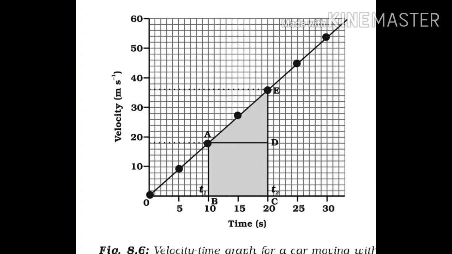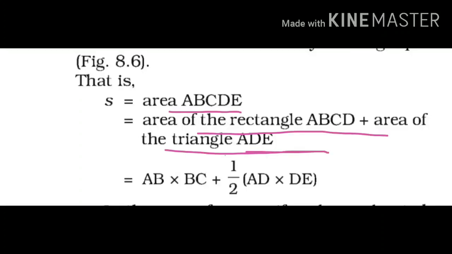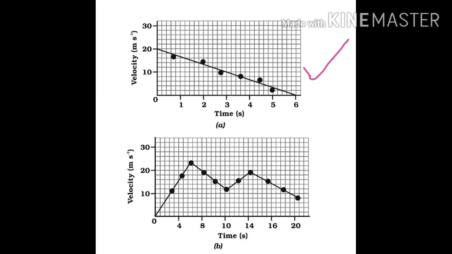We know that the formula of area of rectangle is length into breadth and area of triangle is half of base into height. We will simply apply the formula, substitute the values and we will get the result. The first graph is the velocity time graph that represents the motion of an object whose velocity is decreasing with time. And the second graph shows the velocity time graph representing the non-uniform variation of the velocity of an object with time.